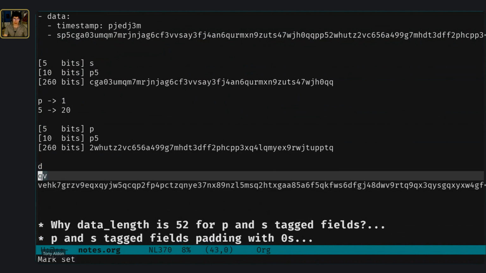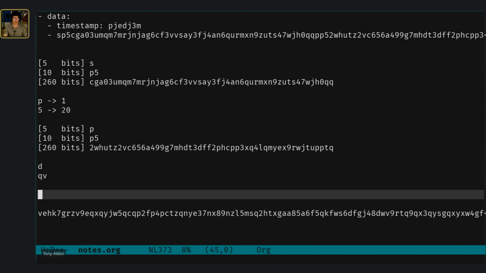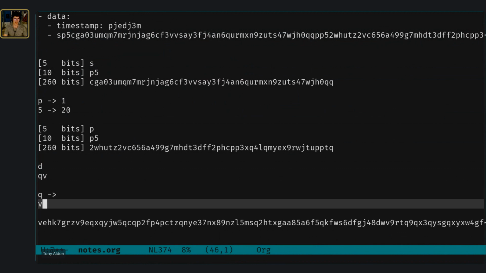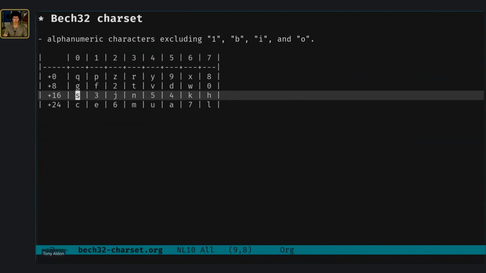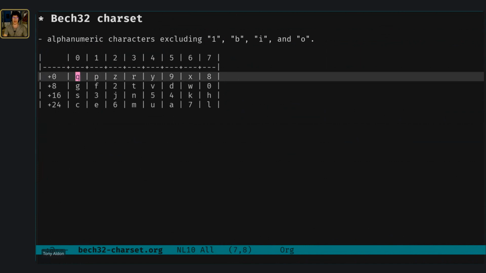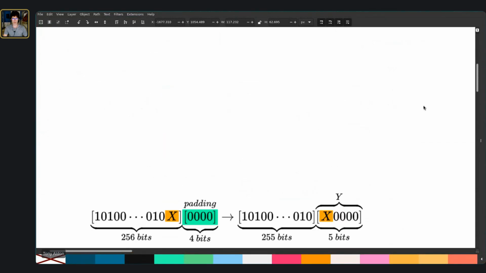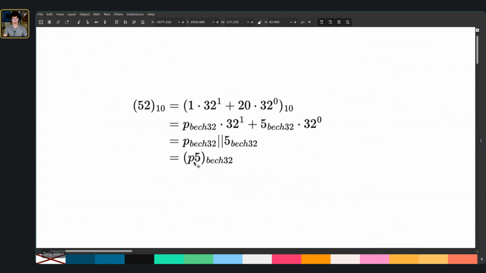Then we have a Q and a V. We remember 10 bits, 2 characters of 5 bits, that are bech32, and we need to know what is Q. So Q, we already know what it is, and V, we don't. So we are going to look at those numbers in bech32. So Q, this is a zero. So this one, I didn't write it, but we are looking at something like that, and we want to know that. Ah, okay.